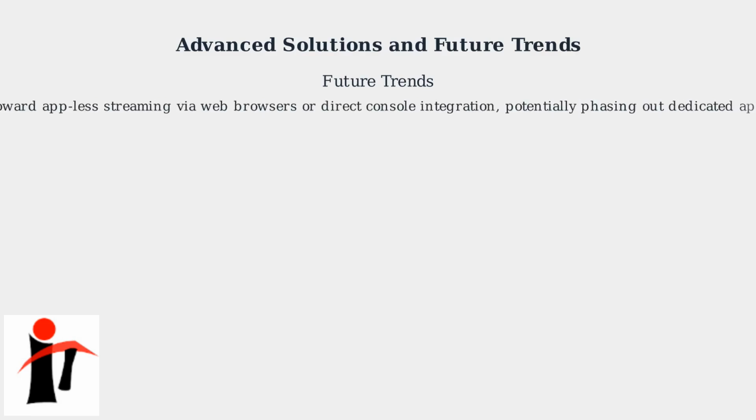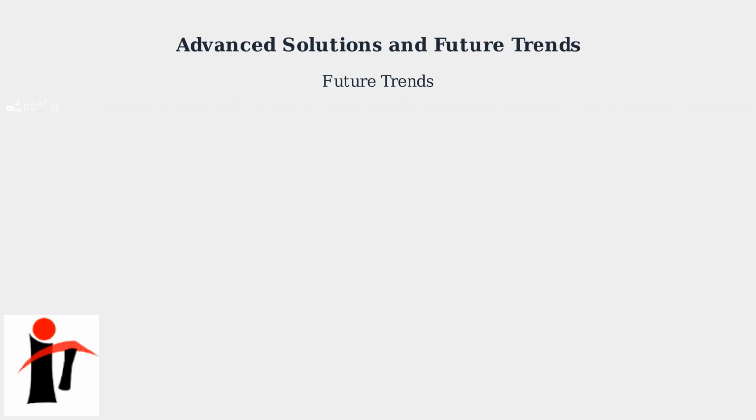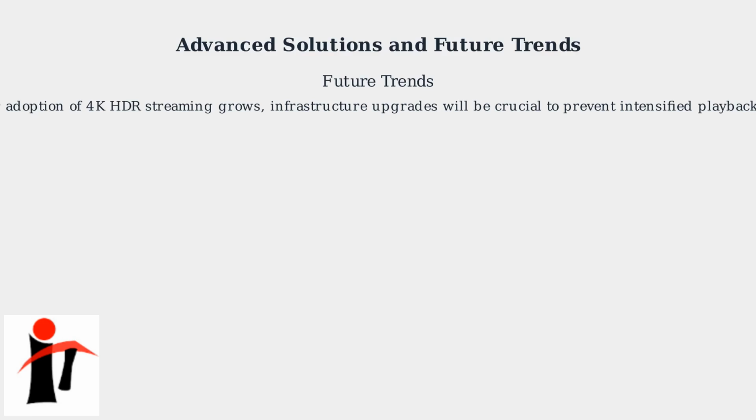The industry trend is shifting toward app-less streaming via web browsers or direct console integration, potentially phasing out dedicated apps like Spectrum's in the future. As user adoption of 4K HDR streaming grows, infrastructure upgrades will be crucial to prevent intensified playback issues.